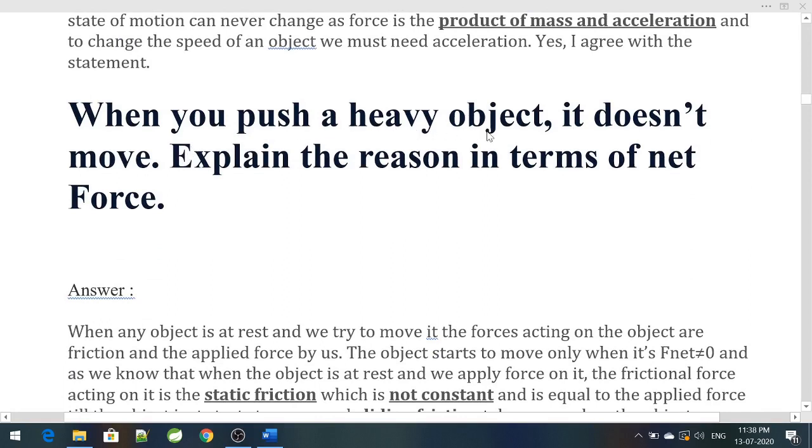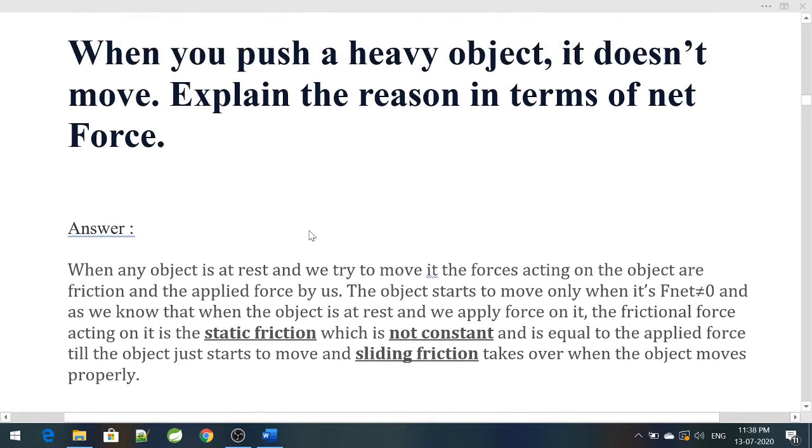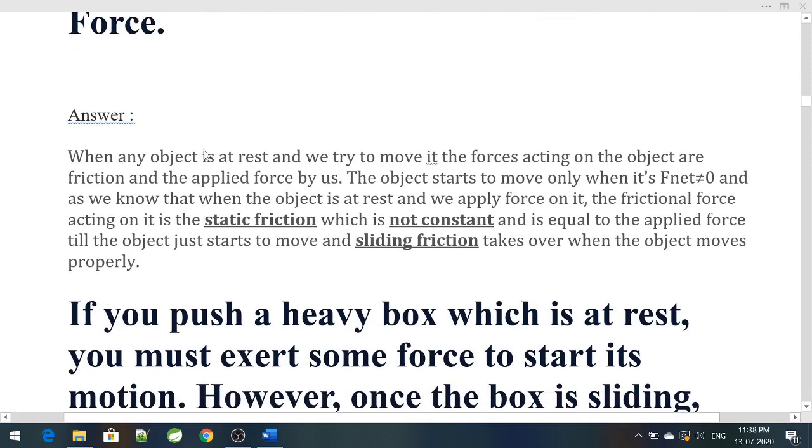When you push a heavy object, it does not move. Explain the reason in terms of net force. When any object is at rest and we try to move it, the forces acting on the object are friction, gravitational force, and the applied force by us. The object starts to move only when its net force is not equal to 0.